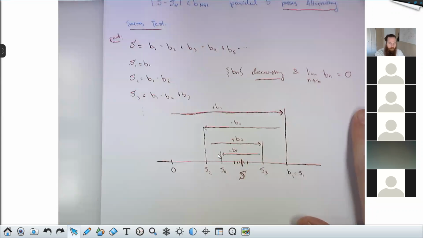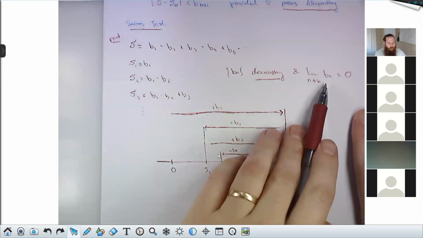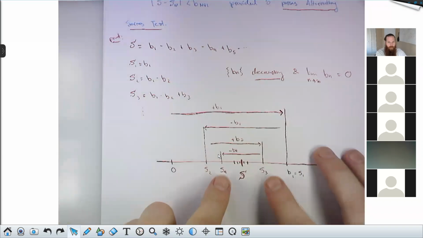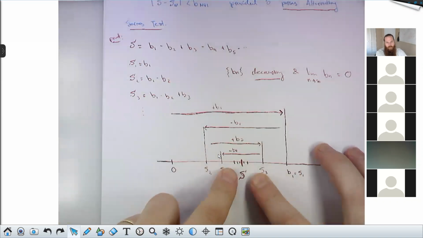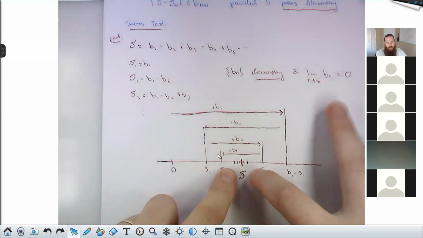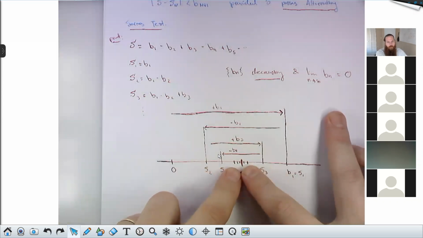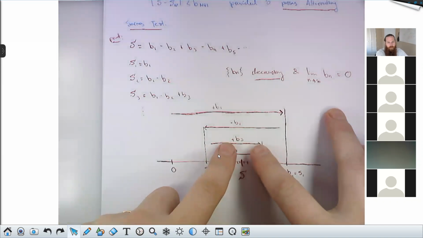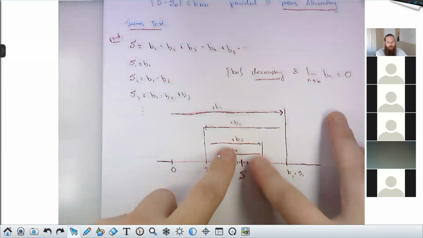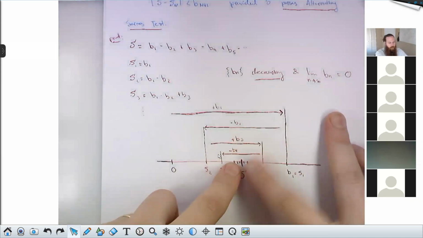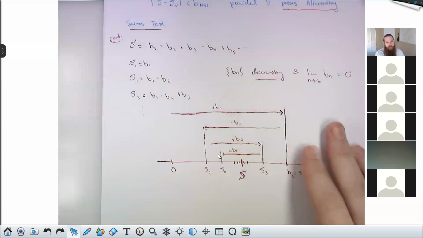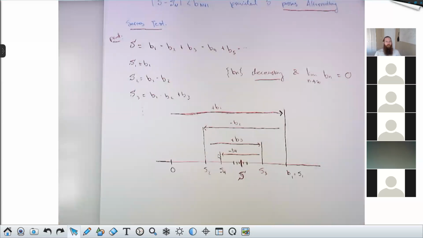That comes from the BNs being decreasing. Now it's possible if the limit of the BNs was not 0, that I would end up flipping back and forth between two positions out here. But because the BNs are decreasing, I'm coming in. And because the limit of the BNs is 0, this gap has to narrow to 0, right? The gap is BN. So if this gap is narrowing to 0, then I have to come into a single point here. That's it, that's the proof.